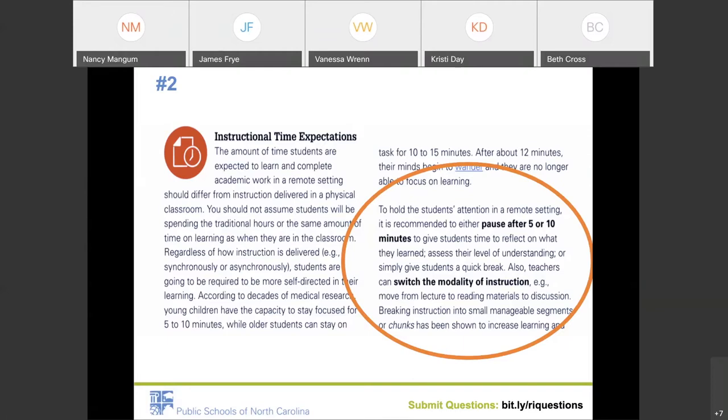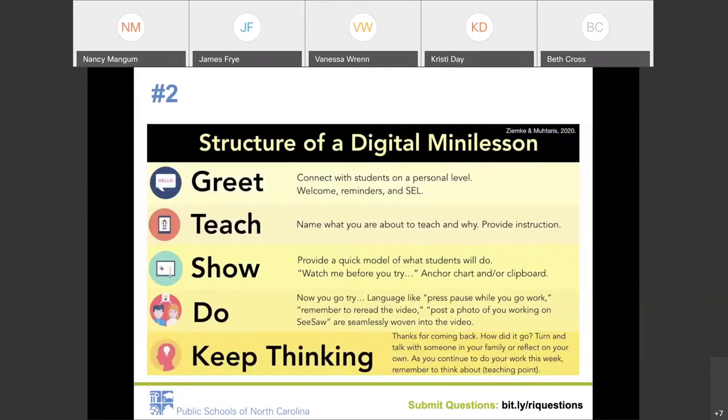On the next slide, you'll see a call out from that remote learning guide, the design principles that I referred to at the beginning of today that you have the link to. There is a whole section in there on instructional time expectations. It's important, again, to go back to learning science and remember what we know about the brain, and specifically what we know about the brain in an online environment. We recommend that you pause after 5 to 10 minutes to give students time to reflect or to switch the channel, to assess their level of understanding, or to give them a quick break, because we know that we can only hold our attention during passive instruction for so long.